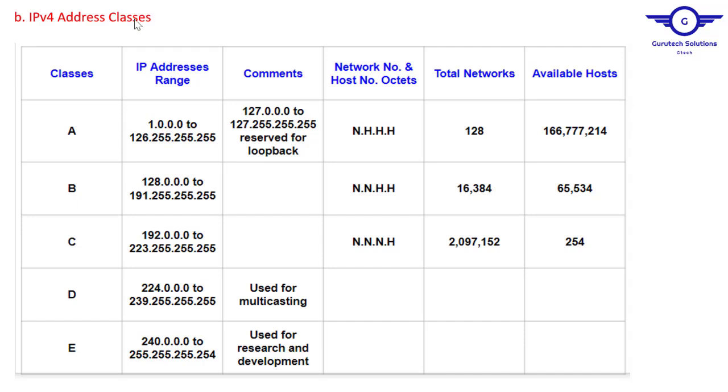Then we have comments. For class A, there is a range that was not specified under the normal IPv4 range, which is 127.0.0.0 to 127.255.255.255. These IP addresses are normally reserved for localhost, mainly for the loopback IP address. A loopback IP address is the kind of IP address that is used to test self-communication.